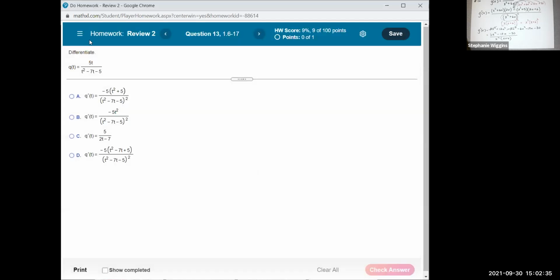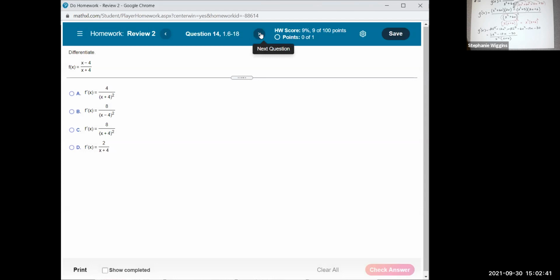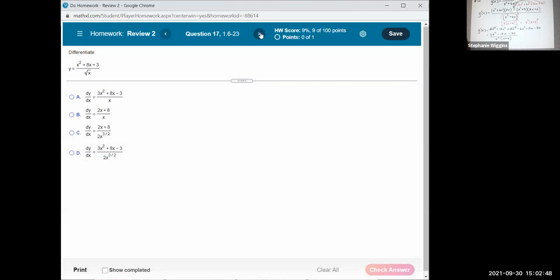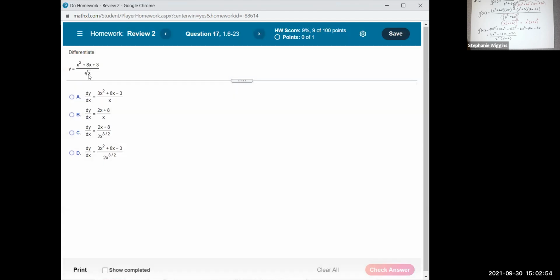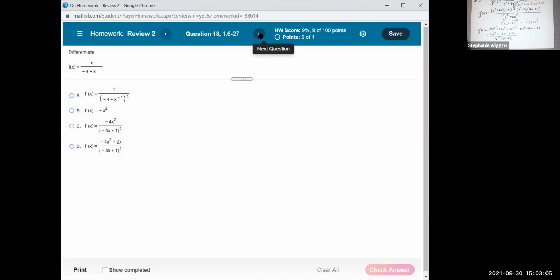I'll let you do this one, another one with the quotient rule. Here's another one with the quotient rule. And so I'll let you work through it. Just remember, when you see a square root, you want to think of it as x to the 1/2. Don't be bothered by square roots. It's just using the power x to the 1/2.